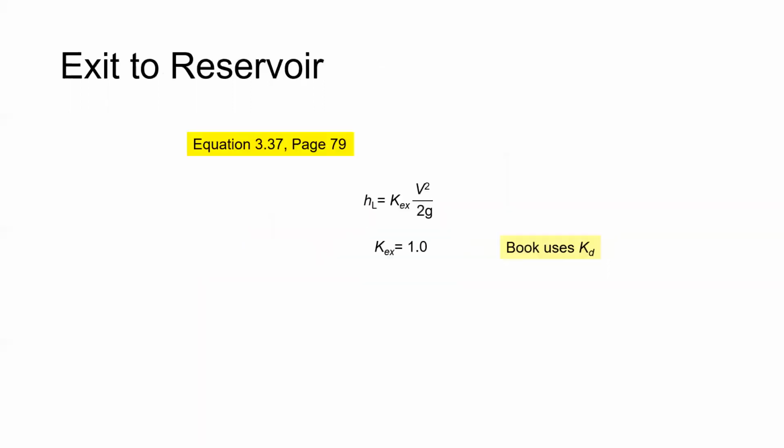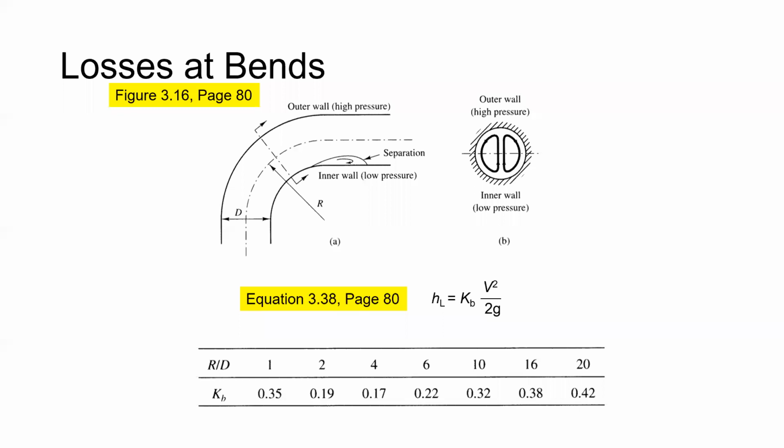That's the angle that we would use. An exit to a reservoir is just going to have one coefficient, so we just use 1 times v squared over 2g. So that's water flowing out of a pipe into a reservoir. And then we have losses at bends.